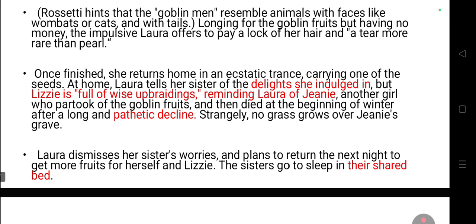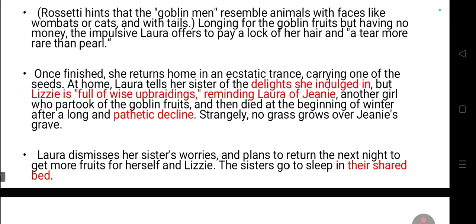Laura dismisses her sister's worries. This is how instinct many a times dismisses intellect. You may correlate with your own instinct and intellect, how sometimes instinct dominates in us, and how many a times intellect has control over instinct.